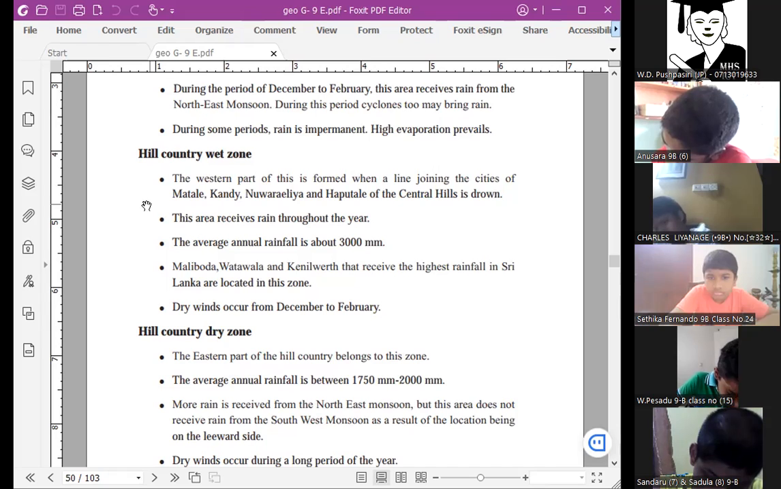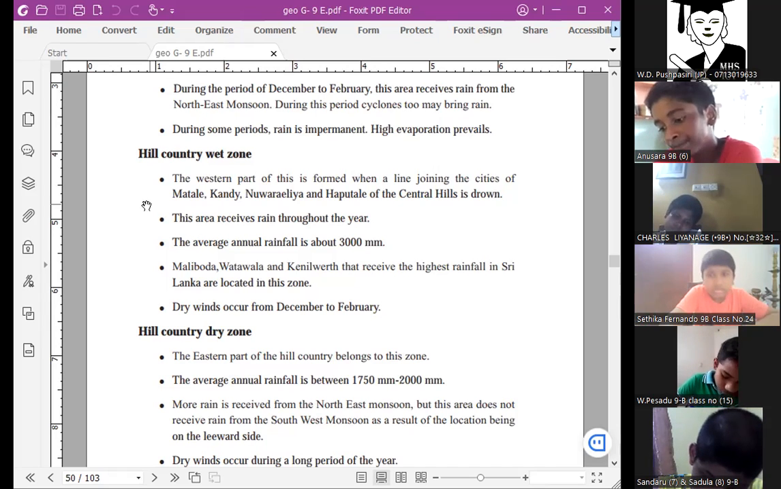So these are the hill areas. Central hill area.